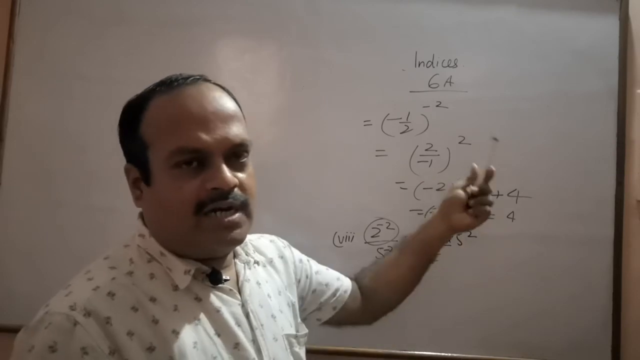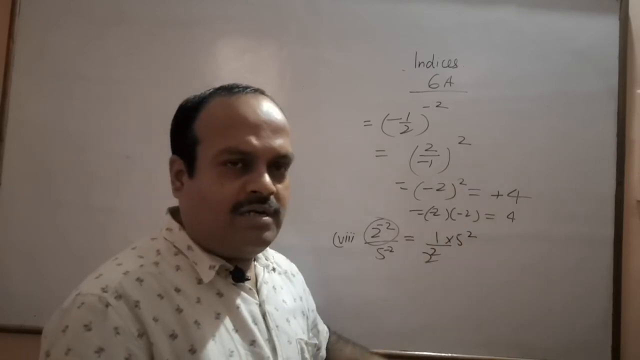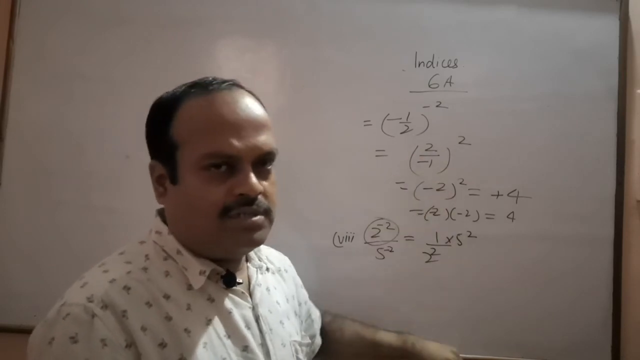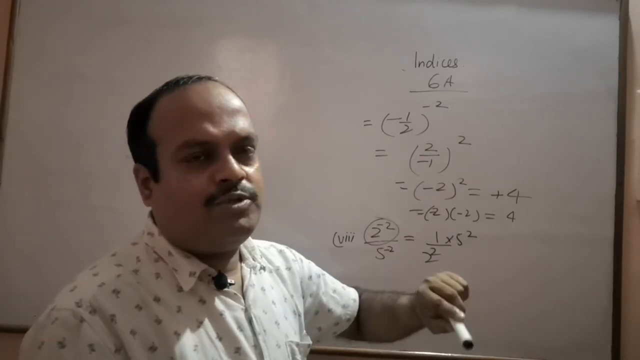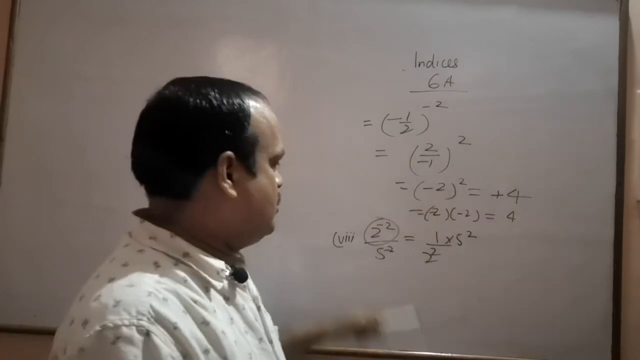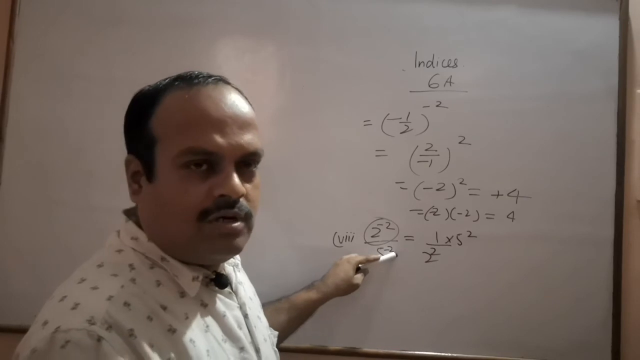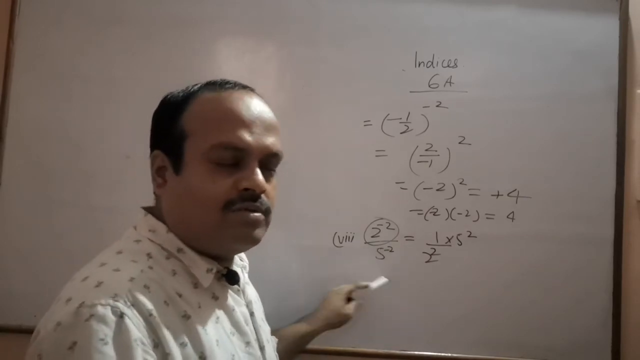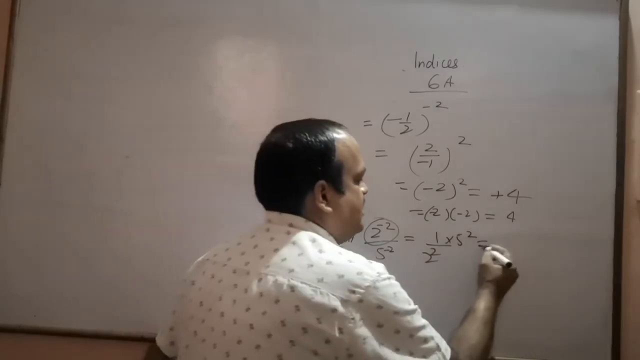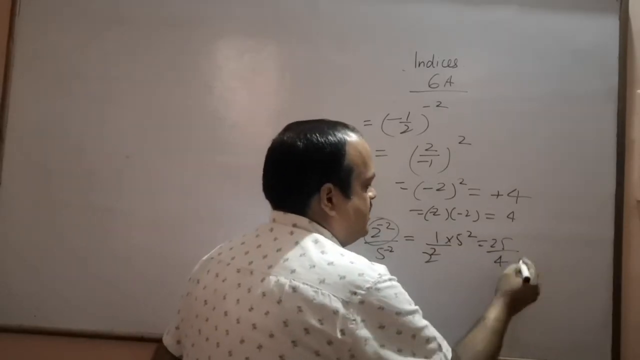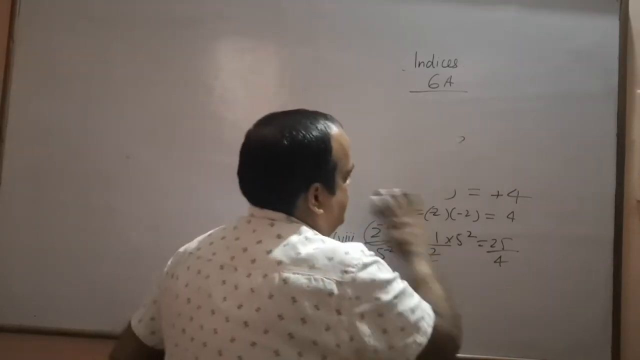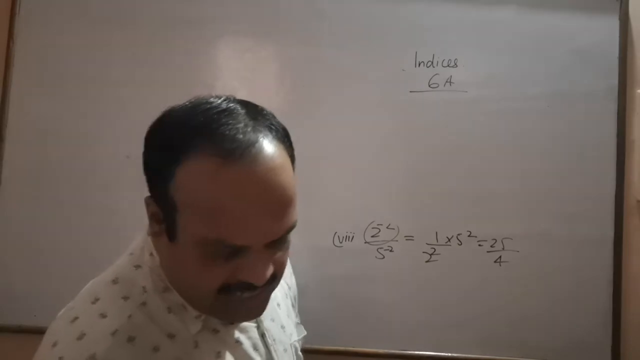From numerator to denominator, if you shift a number, the power will change from positive to negative, or negative to positive. From the denominator, if you shift a number to the numerator, the power will change its sign. So to make this power plus 2, I have to shift this number to the numerator. So 5 square is 25 and 2 square is 4. So 25 by 4.